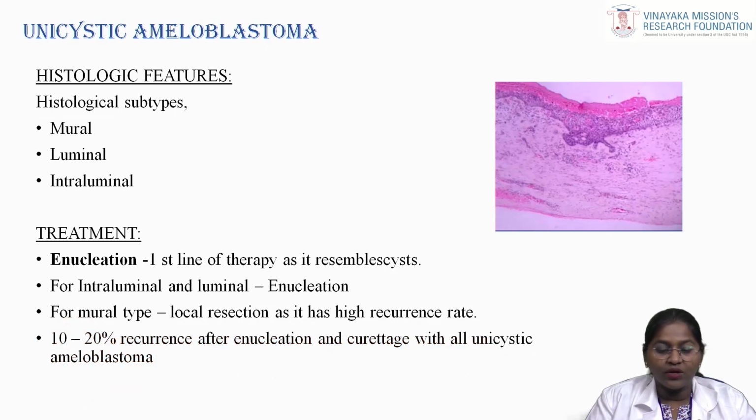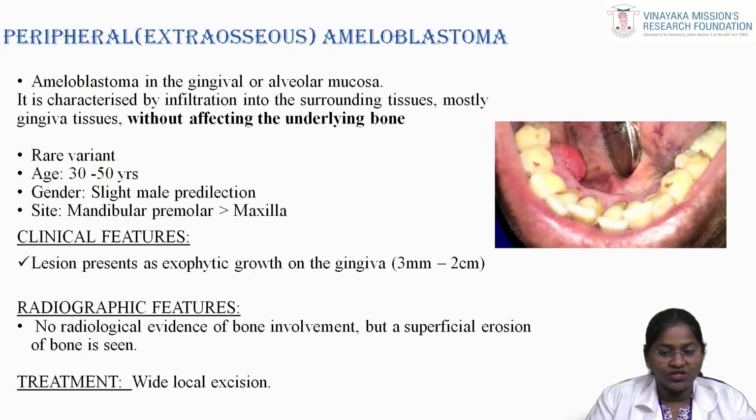And then the 10 to 20% recurrence rate is reported after enucleation with all unicystic ameloblastomas. Next is the peripheral extraosseous ameloblastoma. Ameloblastoma in the gingiva or alveolar mucosa is termed extraosseous, as the name itself shows that it is outside the bone. So it is characterized by infiltrating into the surrounding tissues, mostly into the gingiva, without affecting the underlying bone. So here you can see a soft lesion on the lingual surface of the premolar region.